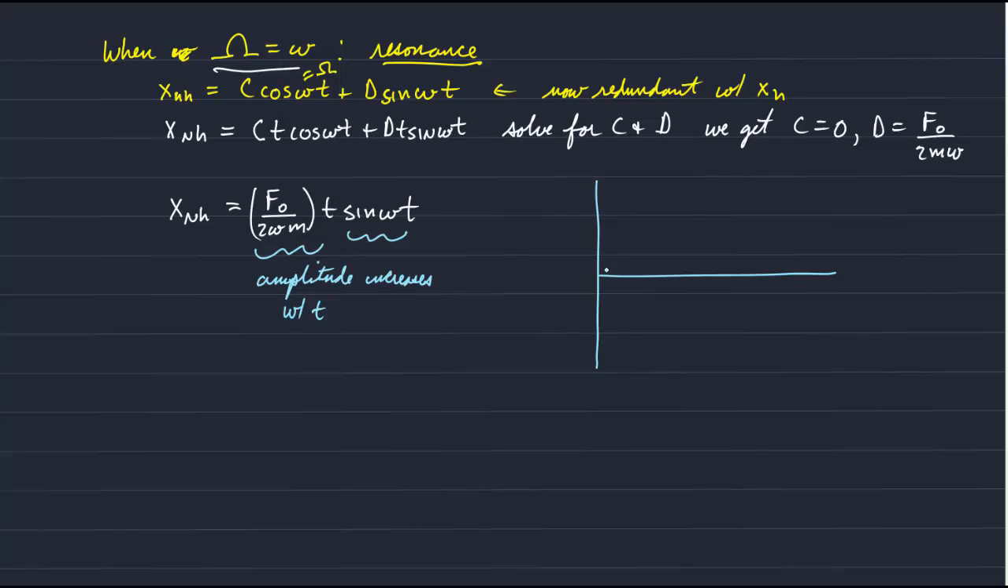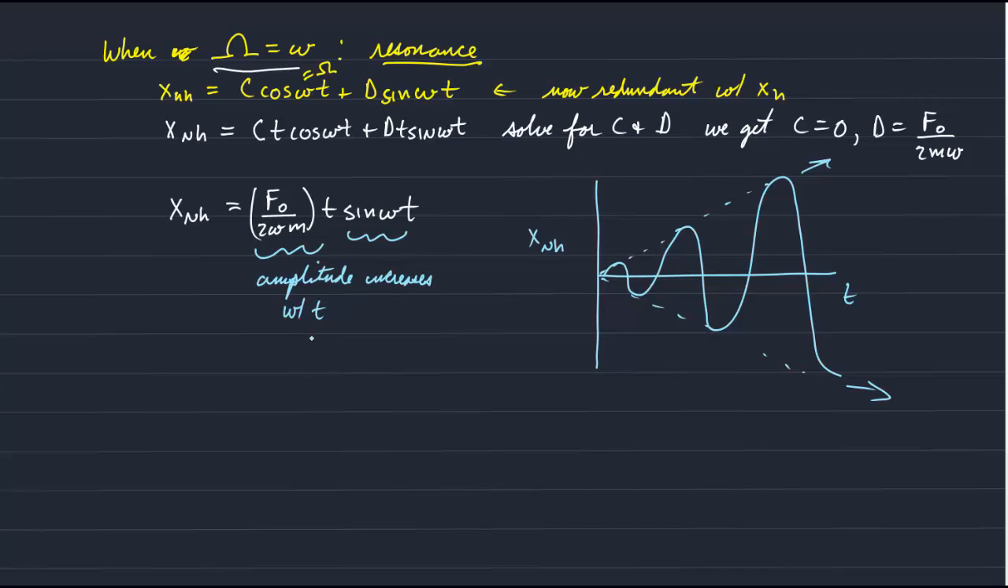So the linear increase with t: it starts off with the amplitude 0, but as t increases, the amplitude of the oscillation increases linearly. The full solution will look something like a sine function with increasing amplitude, and this continues to grow to infinity. So theoretically, the oscillation would get bigger and bigger and bigger.